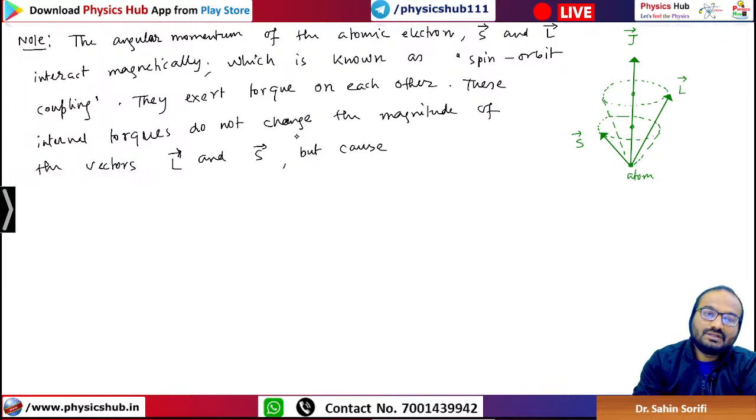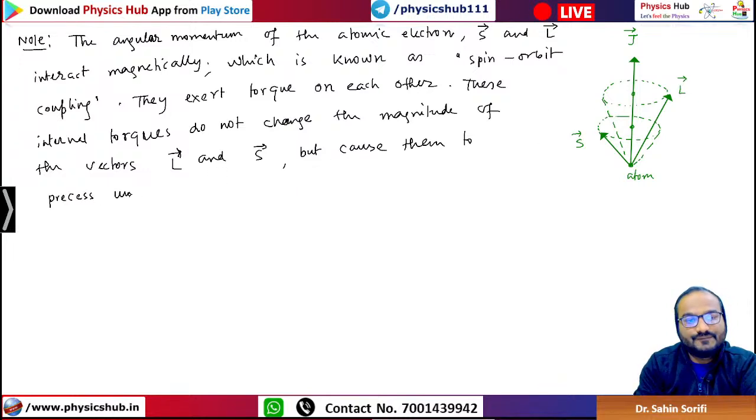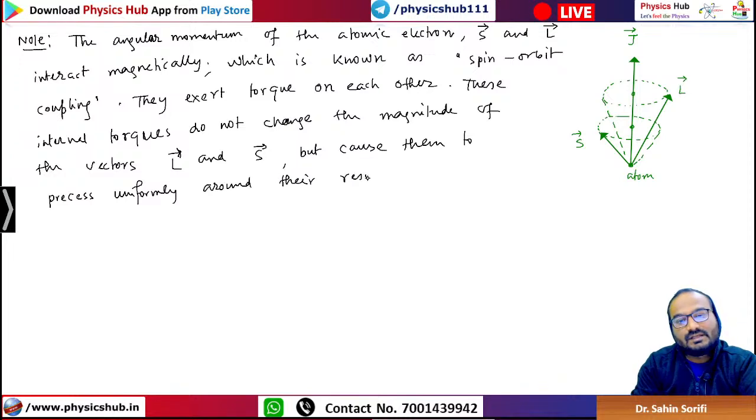Because of this torque, the magnitude of the vectors does not change, but it causes them to precess. We have already discussed this kind of thing earlier. Cause them to precess uniformly about their resultant, uniformly around their resultant, okay?